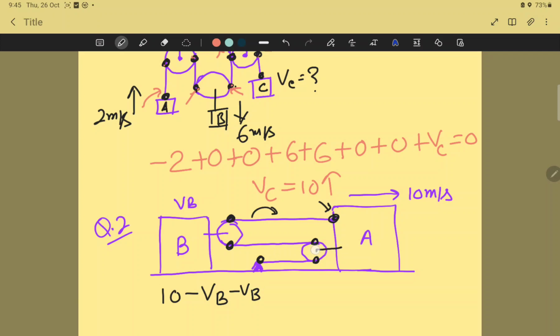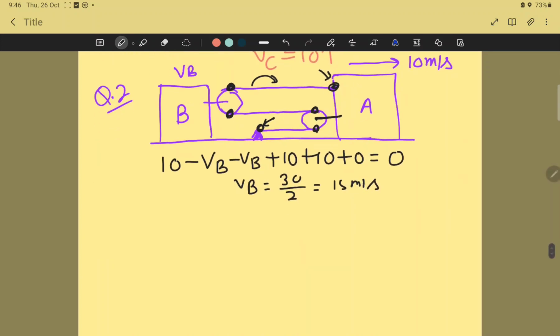And what about this particular point? These are moving with 10 plus 10, fine. And the last point, since it is static, so we can say plus 0 equal to 0. Clear? So after solving we can get VB is equal to 30 divided by 2, that is 15 meter per second. What we have understood, this is increasing, these two increasing, these two decreasing, and this is 0. So let's quickly attempt one more question that is based on it.